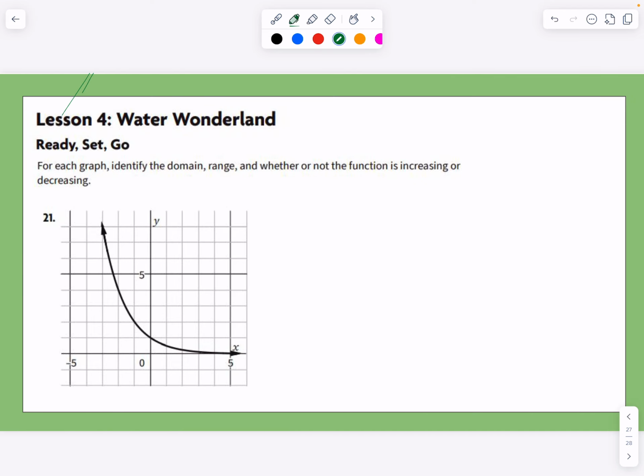22, these are all open-ended, right? No points. We're going to have parentheses. We can see we're going up into positive infinity over here, positive infinity over there. It's going to be great fun as it goes along. But this one is moving left to right. It's going that way. So we're going to say it's probably decreasing.